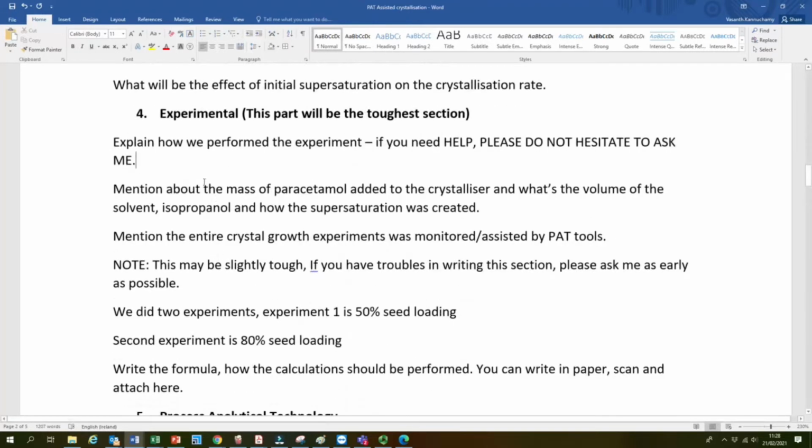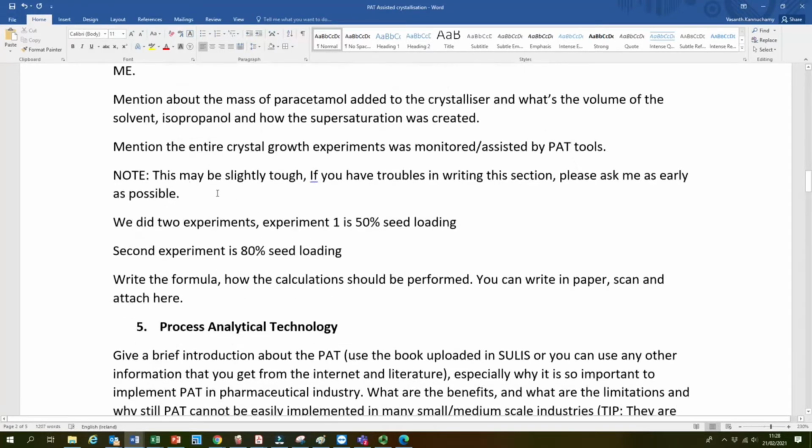Just say the mass of paracetamol added to the crystallizer, the volume of solvent, in this case isopropanol, and how we generated the supersaturation. Then also mention the entire crystal growth experiment was monitored and completely assisted by PAT tools, and list the PAT tools: FBRM, FTIR, and PVM. I just put this note, so this may be slightly tough. If you have trouble, obviously you can ask me. Just a reminder, we did 2 experiments.